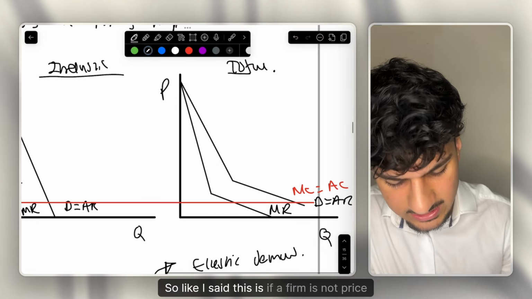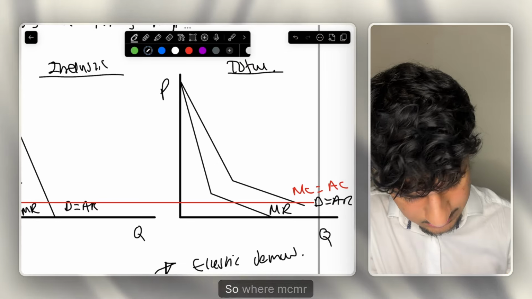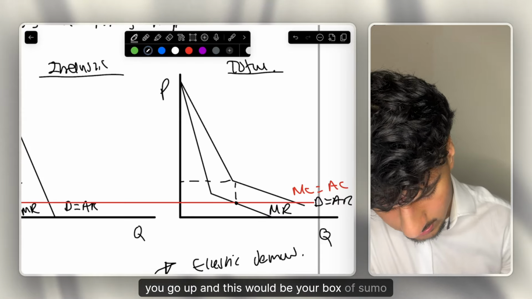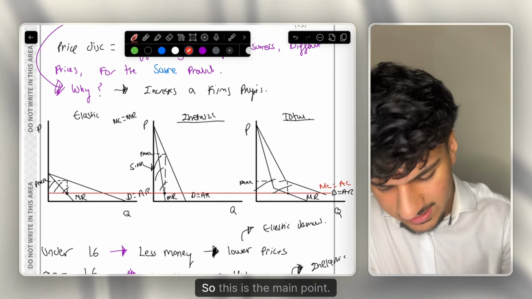Like I said, this is if a firm is not price discriminating. So where MC equals MR is at that point there, you go up, and this would be your box of supernormal profit and P max. So this is the main point.